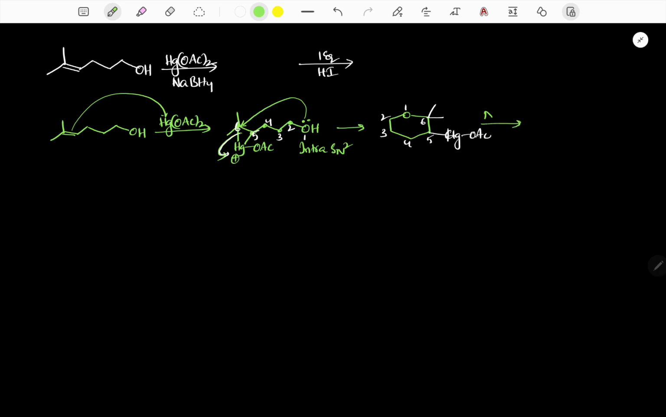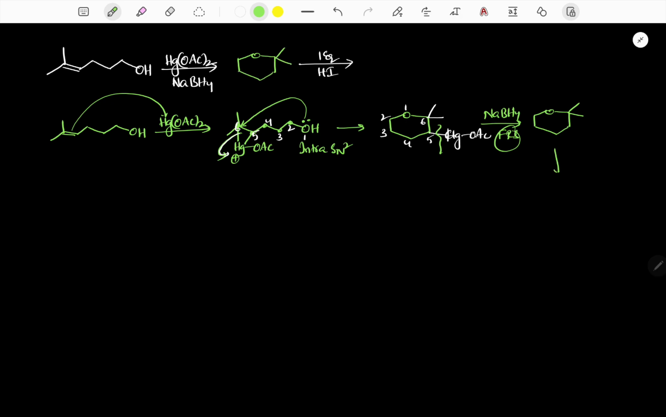It is treated with NaBH4. So through a free radical substitution, it loses the mercury. Finally we get the corresponding ether. In place of mercury we should write simply hydrogen. Now we got the ether. Therefore here the product is the corresponding ether.